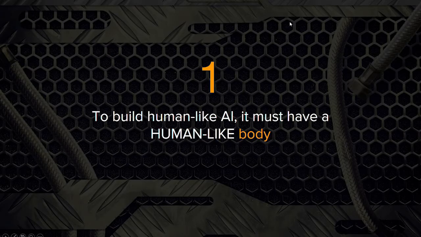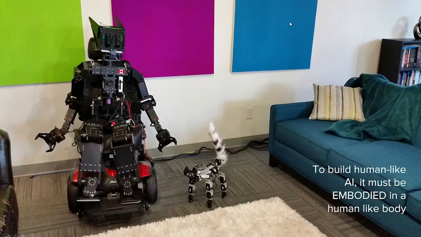So, number 1, to build human-like AI, it must have a human-like body. So here is an example of one of the robots we have in our lab at Kindred. It's our largest, most expensive robot, actually. It's a full adult-sized humanoid robot.